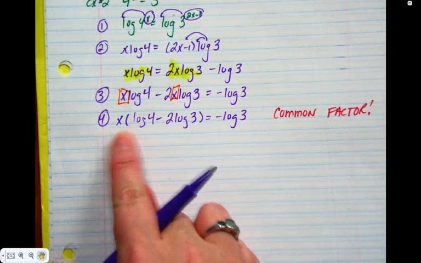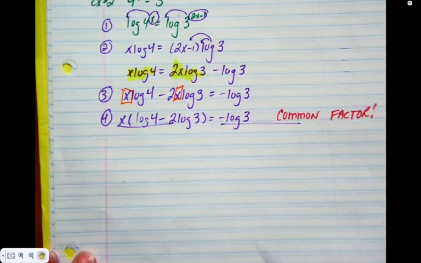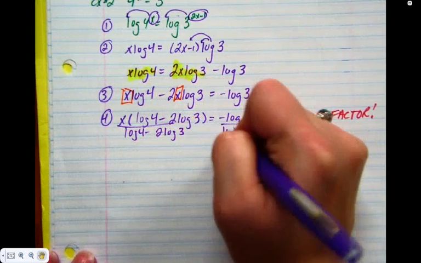Okay, still need the x by itself. How do I get rid of a multiplication by log 4 minus 2 log 3? I'm going to divide by log 4 minus 2 log 3.